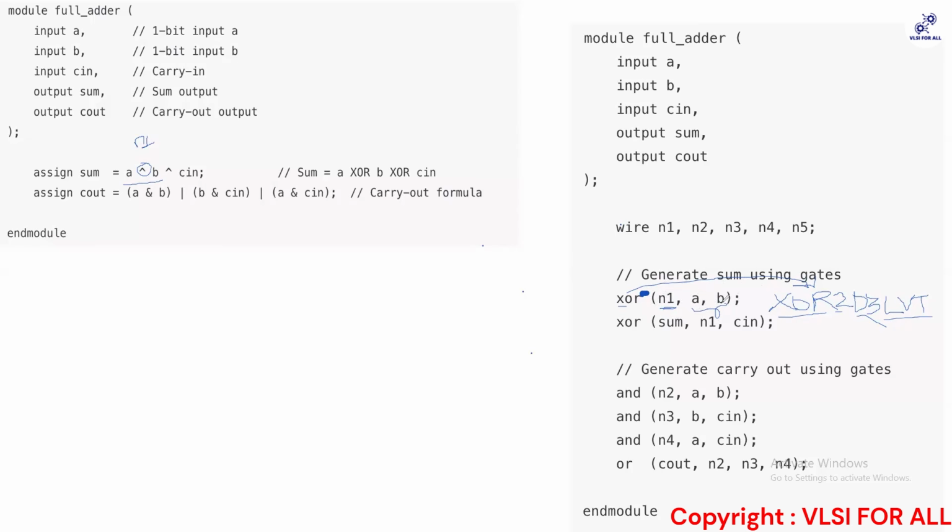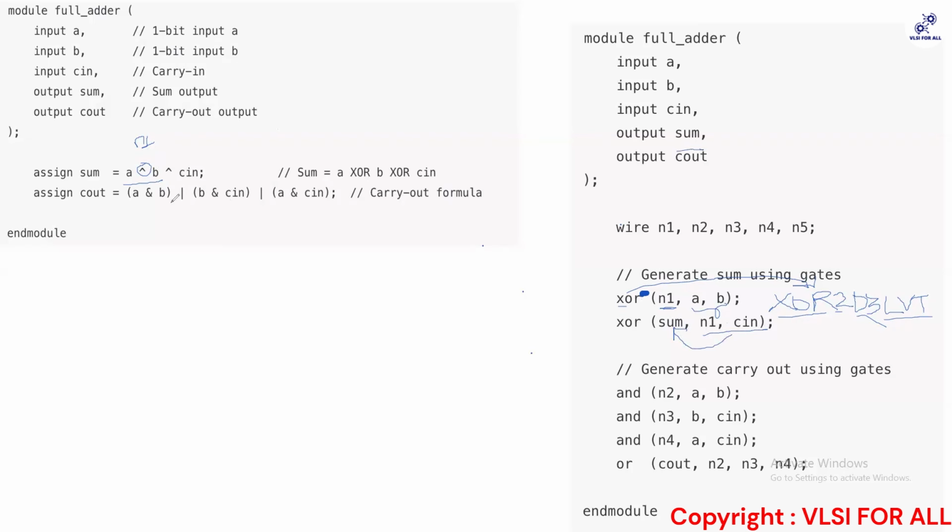So you understood that A and B are my inputs, and I have to do an XOR with them, and that is stored in a wire called N1. Still half the operation is left: you have to do its XOR with C in. So it's N1 XOR C in, and you are storing it in the sum. And sum is your primary output.